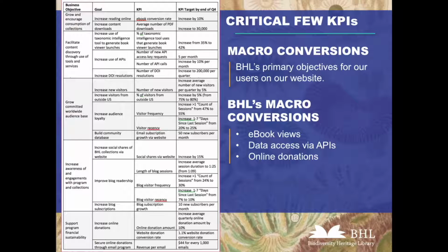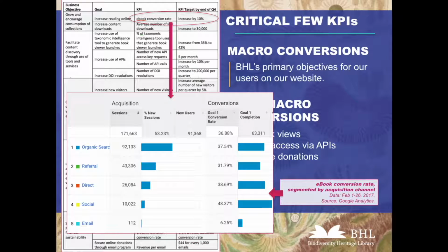And as you can see from the framework, these conversions are measured with the KPIs of ebook conversion rate, number of API calls, and website donation conversion rate. When analyzing these KPIs, we'll look for insights that can help us improve their performance. For example, we could segment the data to reveal which marketing channels are most effective at driving converting traffic, and then focus resources on these channels.